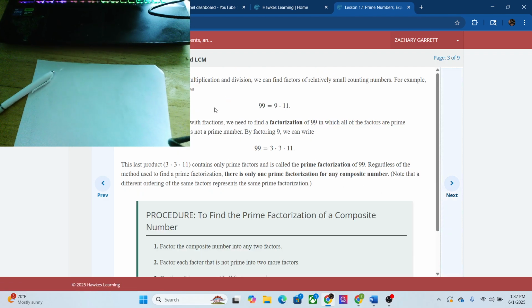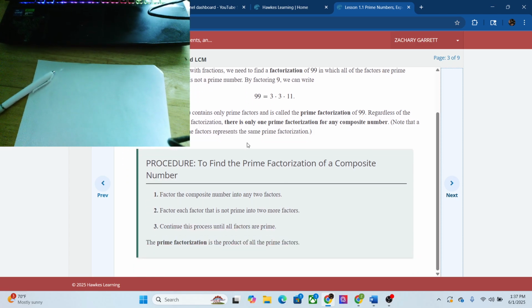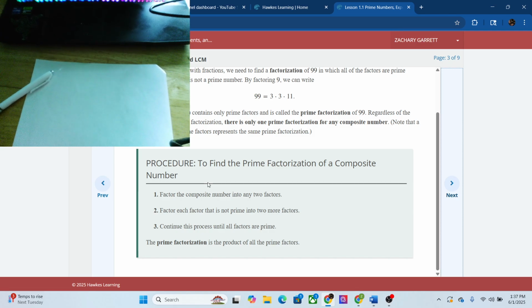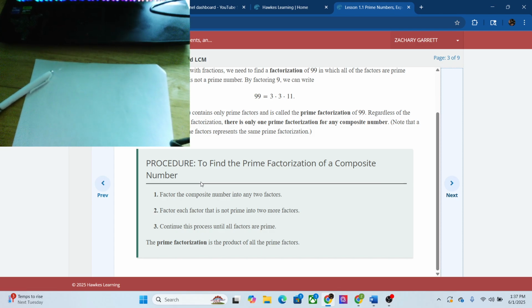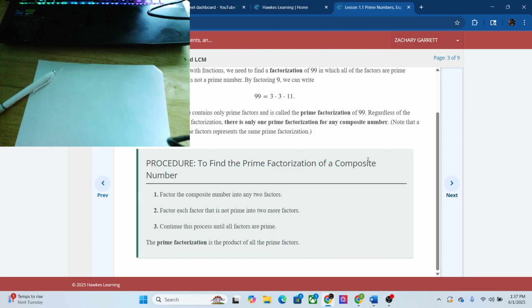Continuing with this, the procedure to find the prime factorization of a composite number. Step 1, factor the composite number into any two factors. Step 2, factor each factor that is not prime into two more factors. Step 3, continue this process until all factors are prime. The prime factorization is the product of all prime factors.